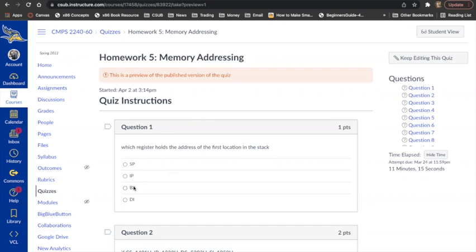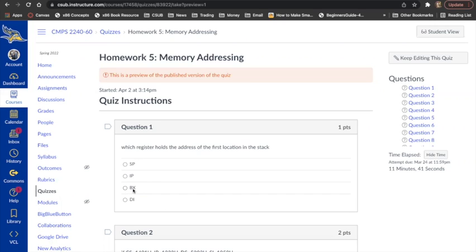The third option is BX, which is a 16-bit part of register RBX. RBX is 64-bit, or EBX, which is a 32-bit part of RBX, and DI, which is a 16-bit part of general purpose register EDI. Okay, so we have these four options.